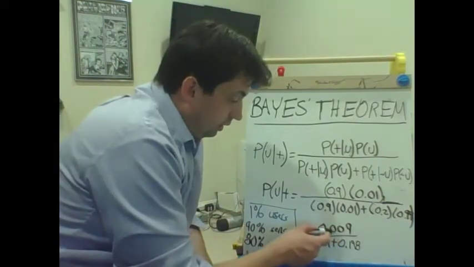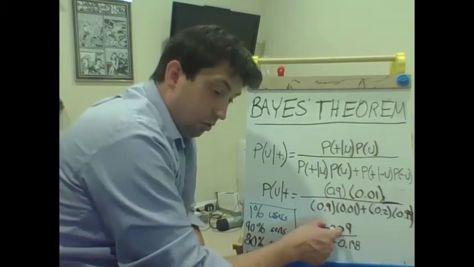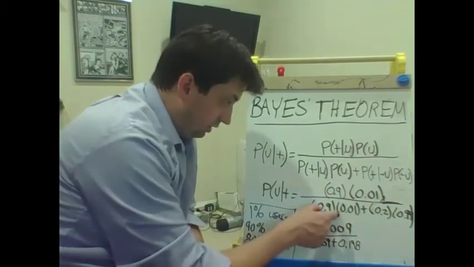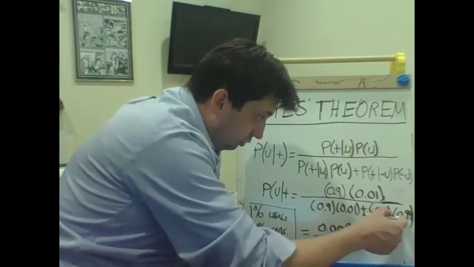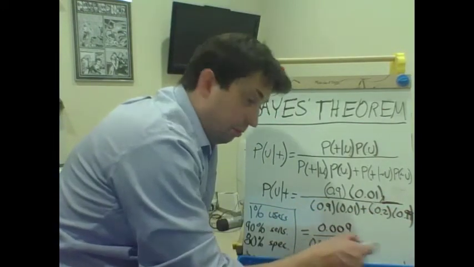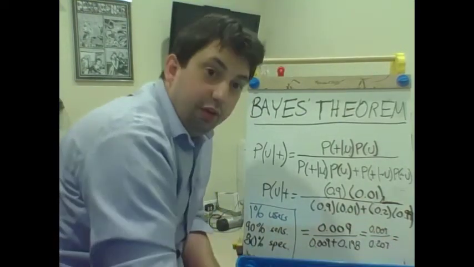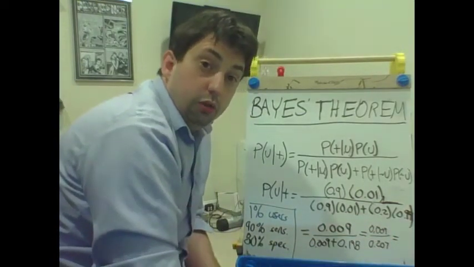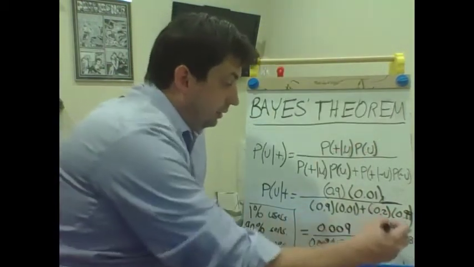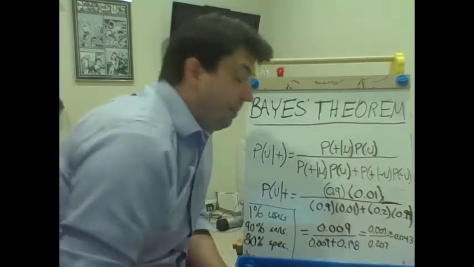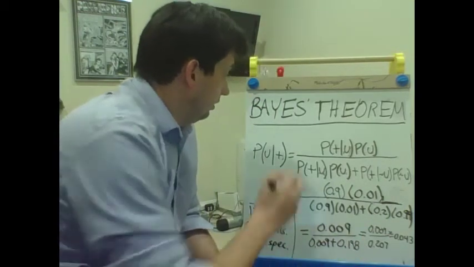So we have 0.9 times 0.01, which is going to be 0.009. That's the same thing here because it's the same thing. And then we do 0.2 times 0.99, which is going to be 0.198. 0.009 over 0.207 is, of course, about 0.043 or 4.3%.